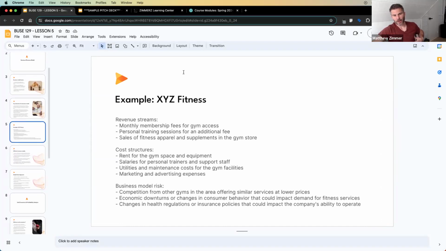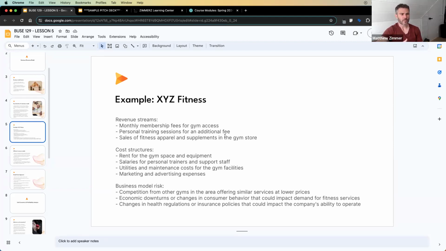So let's think about an example business here, and identify what the revenues, costs, and risks associated with it are. So I made up a business here. It's called XYZ Fitness. Great name, I know. Our revenue streams are going to be monthly subscription fees. So it's a standard business. We've got personal training sessions. So if you want to hire a personal trainer, you can pay an additional fee. And then we've got a store, so we can sell apparel, supplements, knickknacks, those types of things in our gym store.